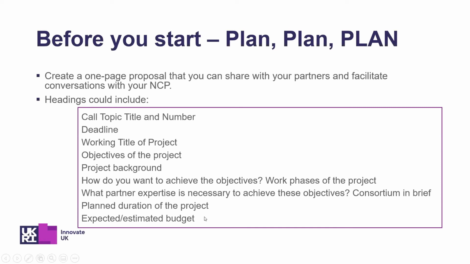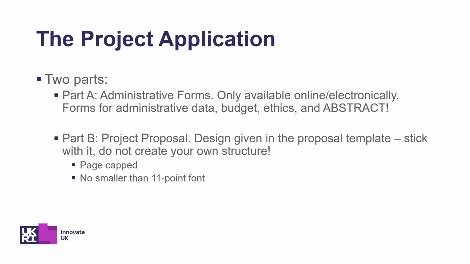Are you trying to do the entirety of the scope as specified? Or if the scope said you can do all or some of the following bullet points, are you going to just choose to do some of the bullets? And therefore it might impact your estimated budget. Now, when it says the budget is between 5 and 7 million, are you at the 5 million end or the 7 million end? So having an outline plan is really useful for you to work with your partners.